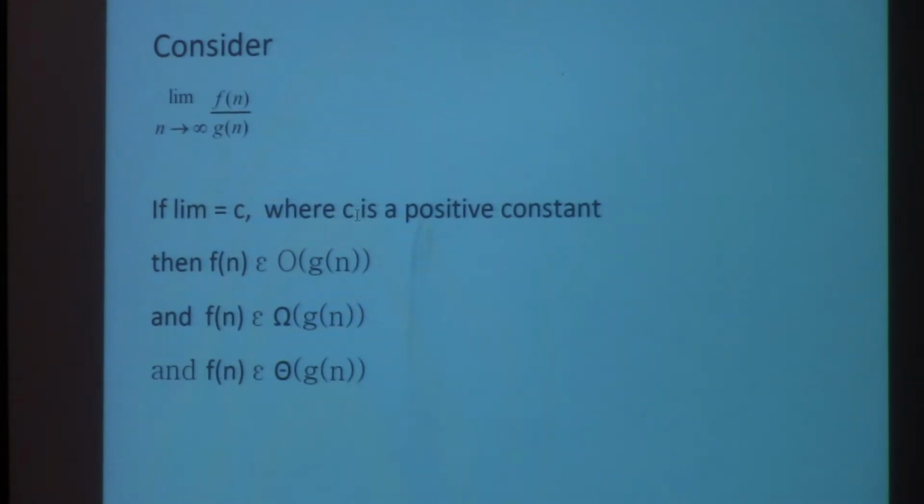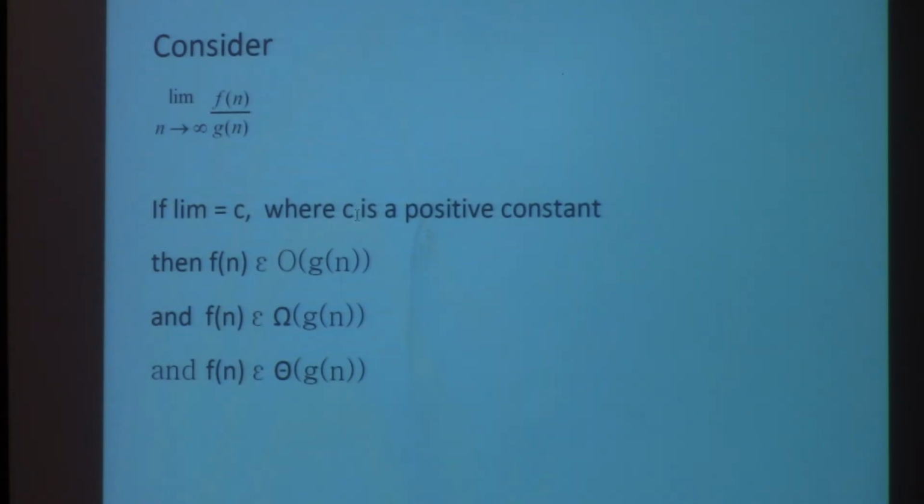Let me ask you a question. Would it be correct to say that g of n is an element of big O of f of n? Yes. And would it be correct to say that g of n is an element of big omega of f of n? That would also be true. What do you think it means if f is big O of g and g is big O of f? What would that mean? If two functions are big O of each other, what does that mean?